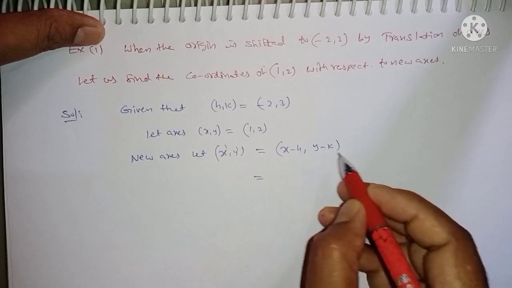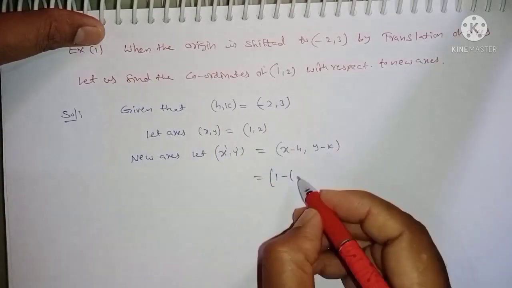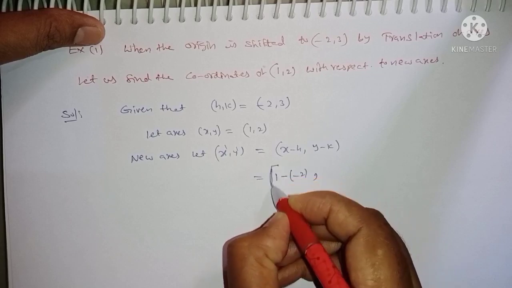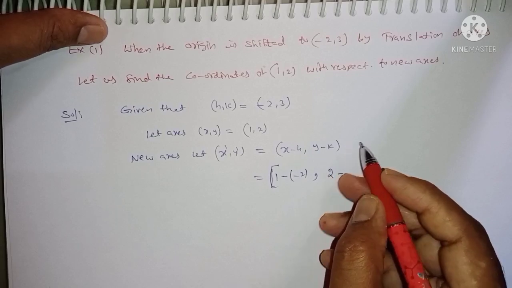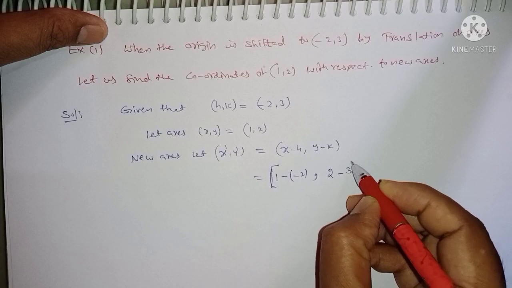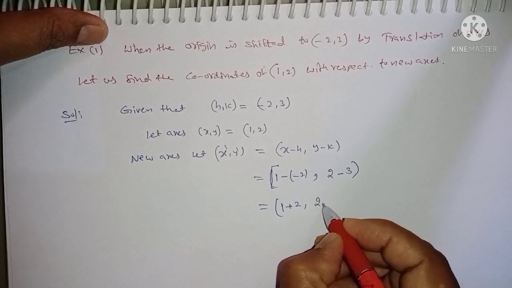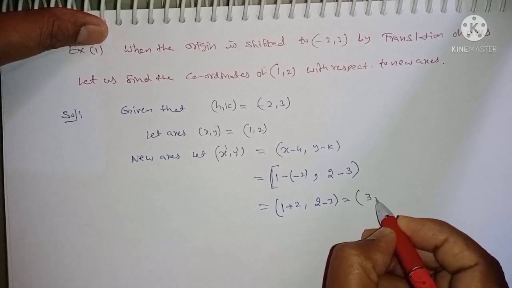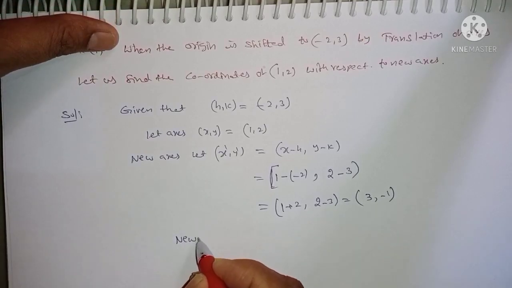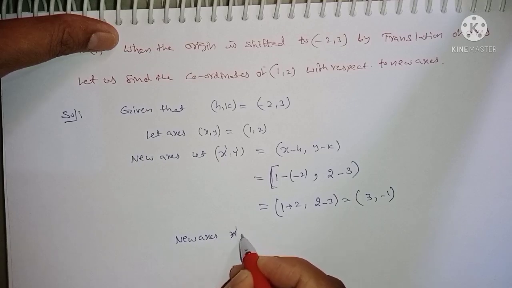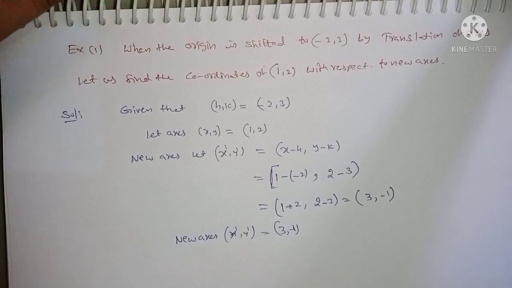Substitute the x, h, y and k values here. x is 1 minus, as it is, h is nothing but -2, and y is 2 minus 3, k is nothing but 3. Therefore, 1 minus of minus, plus 2, and 2 minus 3, we can write here (3, -1). This is the new axis: (x', y') = (3, -1). Using the formula, you can find this.